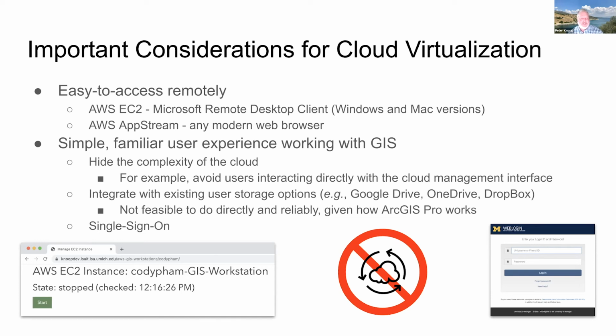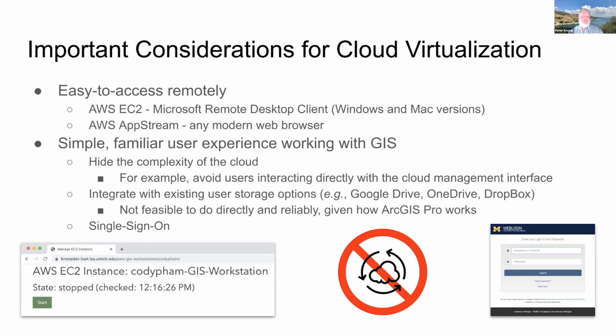So in some cases, like in the case of EC2, we want to hide the complexity of the cloud. So we don't want to have students having to work with the cloud management interface. So as you can see down here on the left, we've hidden that all behind a big green start button. When they want to use an EC2 instance, they just go to a particular URL and hit that. And then a minute or 2 later, they can log in through Microsoft Remote Desktop and be off and running. Similarly with AppStream, you just point your web browser at it. After you connect, you got to wait a minute and a half or so, and then you're up and running.